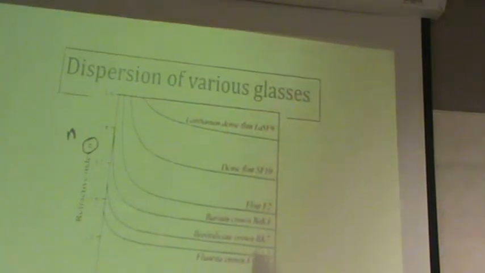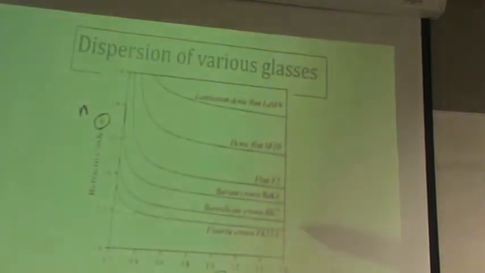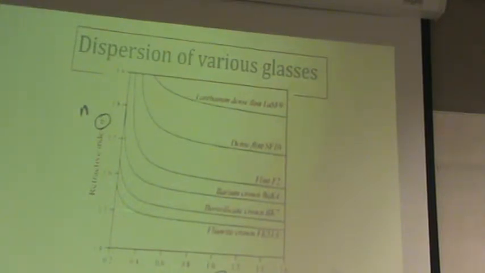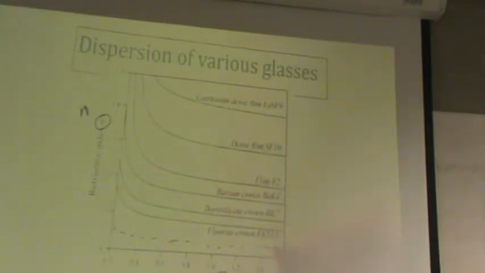Borosilicate is really cheap. Typical telecom grade optical fiber isn't on this curve. It's a little bit lower than this, so the index is about 1.44.